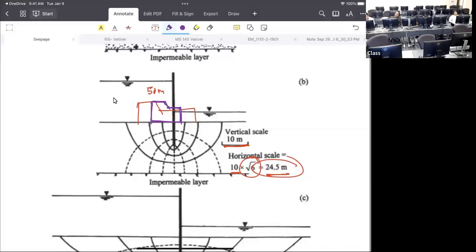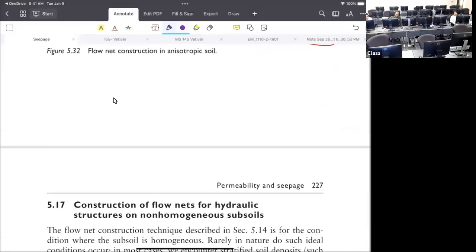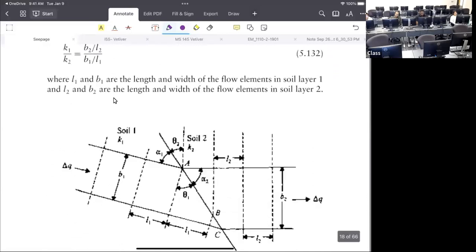Do some practice problems. There will be some problems like this in the exam.